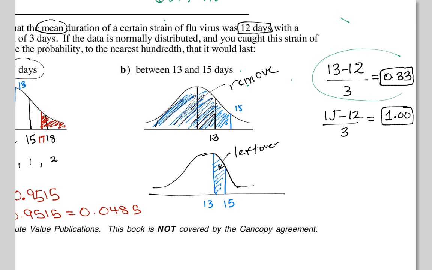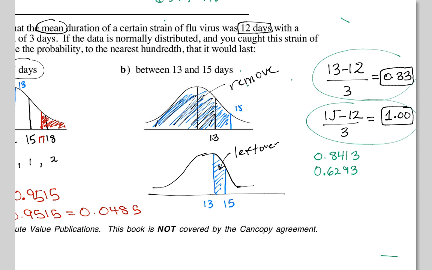What's the area for 0.33? .33, 0.6293. Okay, good. And then for the other one, z-score 1.0. Good job.